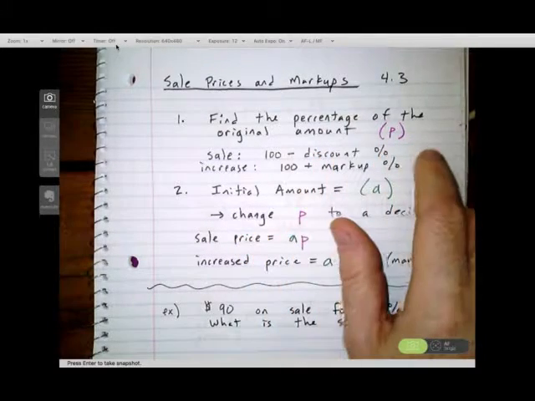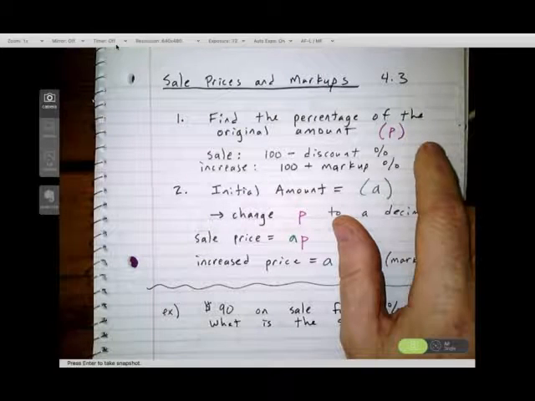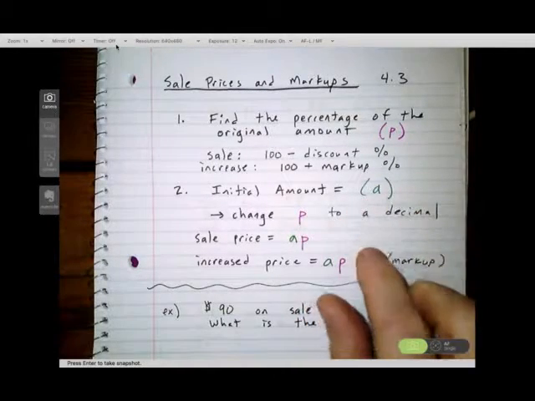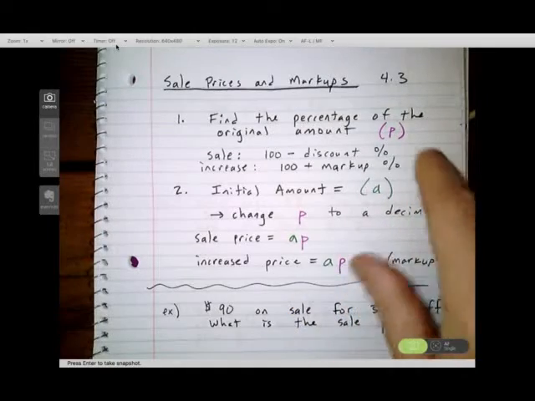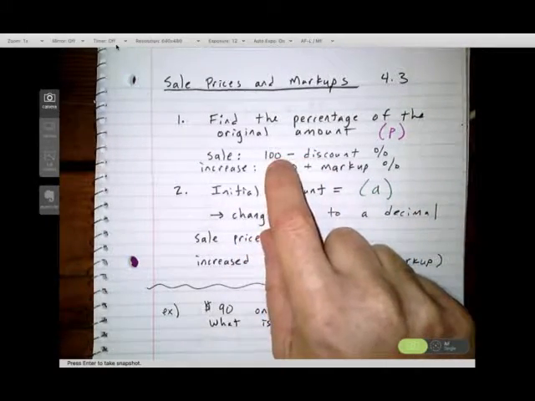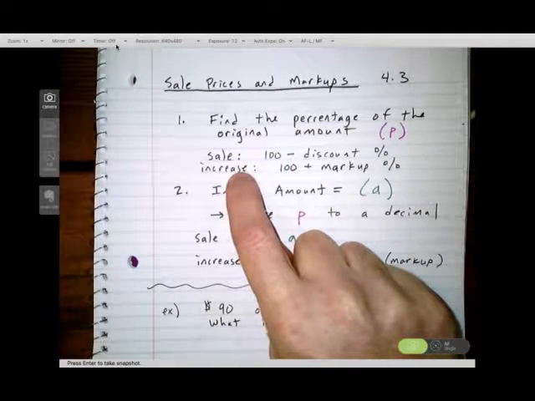But let's say, for example, we're going to mark something with a discount of 20% off. That means that you're paying 100 minus 20, or 80% of the original amount. So that's what we do here. If it's a sale, we're going to subtract the discount percentage from 100. Likewise, if it's a markup, it's going to be an increase. We're going to increase the price.